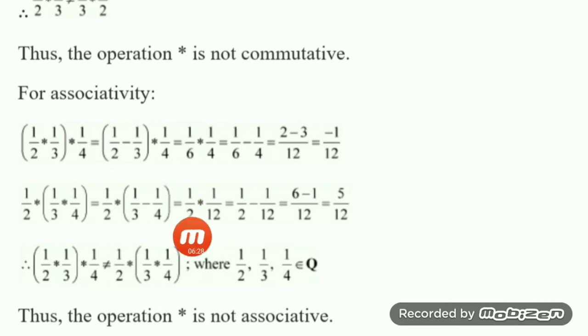Okay. Now here you have to use again the definition. First minus second, half minus 1 by 12. 12 is the LCM. This is multiplied by 6 and this by 1. So 6 minus 1 is 5. So you have seen it. This is not equal to this one. Right. Therefore, we give the conclusion: the operation is not associative.